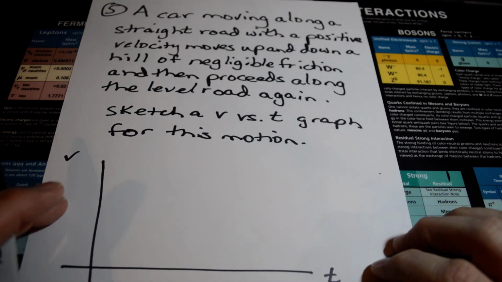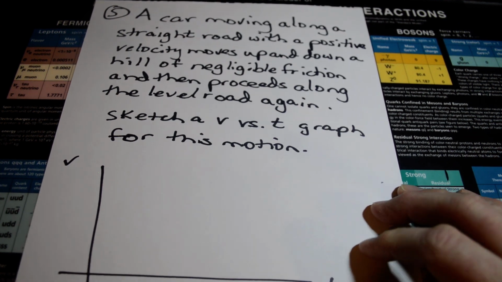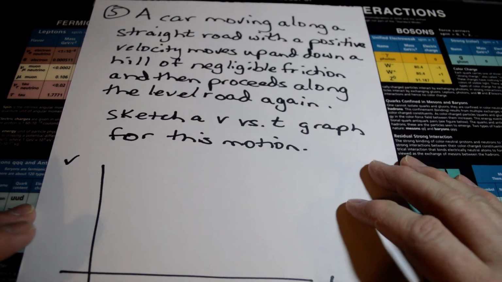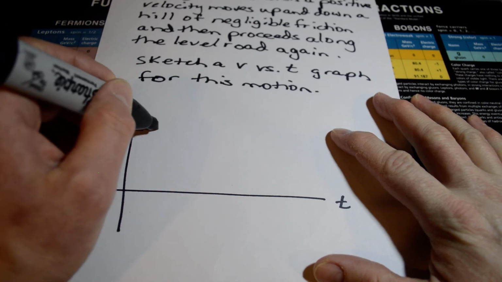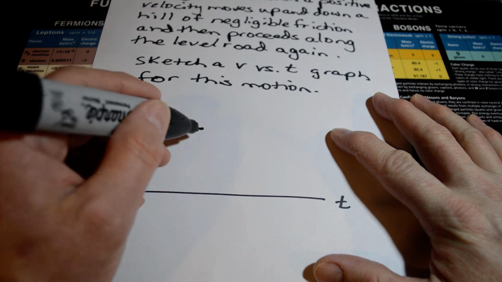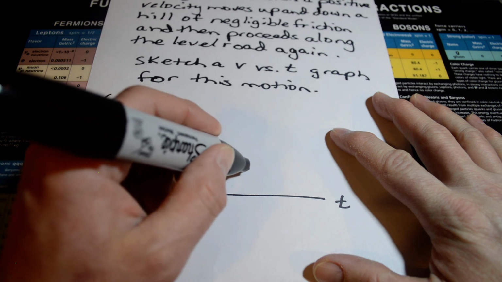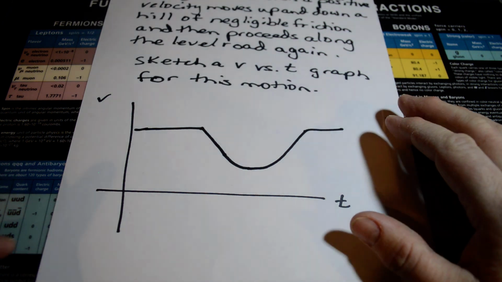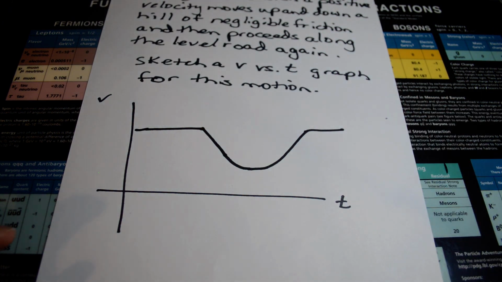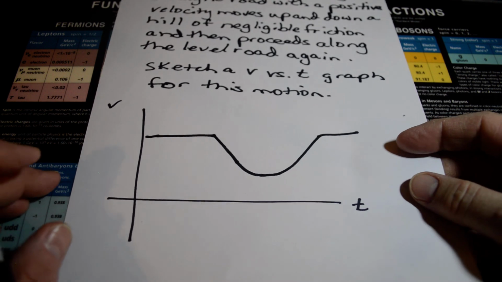The last one. Car moving along a straight road with a positive velocity moves up and down a hill of negligible friction and then proceeds along the level road again. Sketch a v versus t graph for this motion. So I think if you do that, you're probably going to say it's got a constant velocity going along. Then as it goes up, it's going to start to go down in velocity. Then it's got to go up in velocity, and then it achieves that constant velocity when it gets back down the hill because of energy conservation. Okay. Hopefully your graph looks something similar to that.